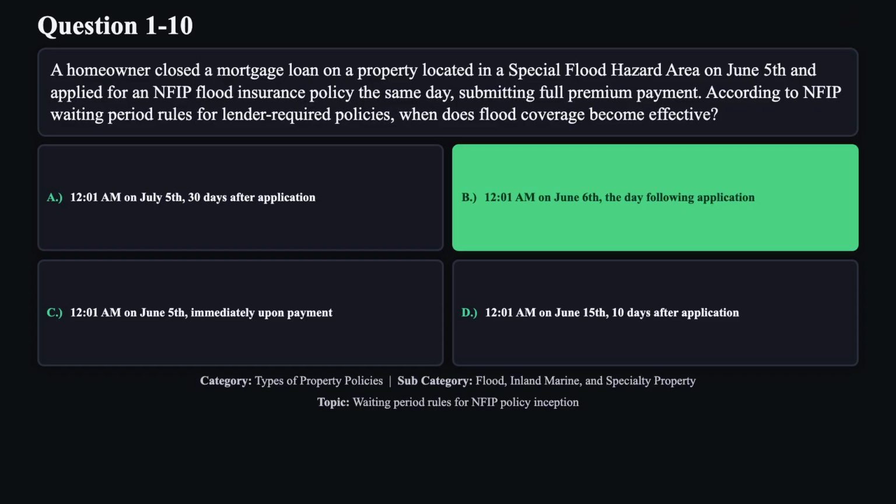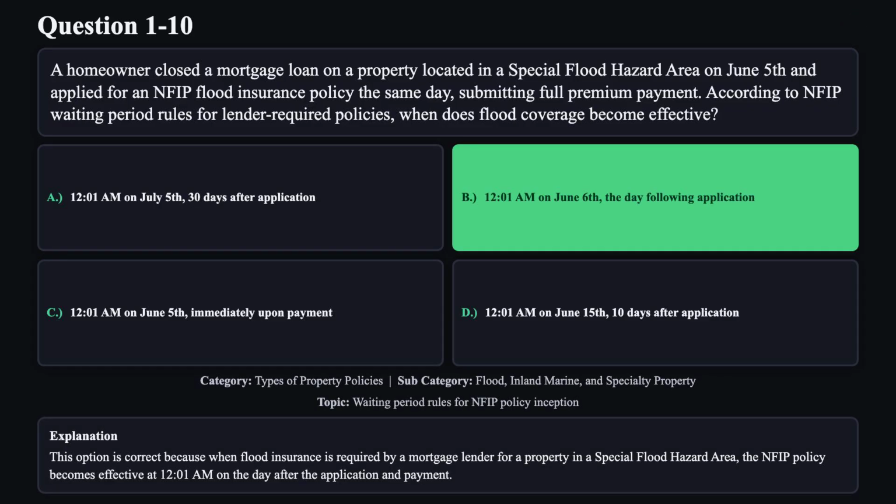The correct answer is B. This option is correct because when flood insurance is required by a mortgage lender for a property in a special flood hazard area, the NFIP policy becomes effective at 12:01 a.m. on the day after the application and payment.